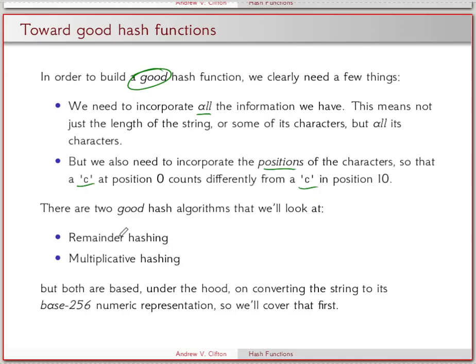So we're going to look at two good hash algorithms here. We're going to look at remainder hashing, and then we're going to look at multiplicative hashing. But under the hood, they're both based on converting a string to a base 256 representation. So we'll look at that first.